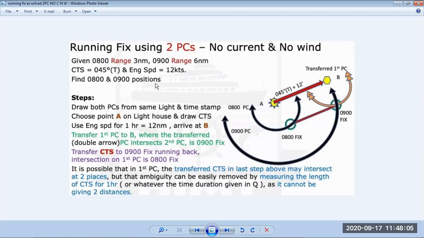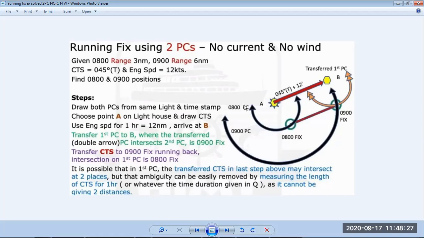Very simple. So 0800 position circle is this one. We draw the first position circle, 3 miles, 0800. Then second position circle, 0900, is 6 miles. So we draw the second position circle, the 0900 position circle.